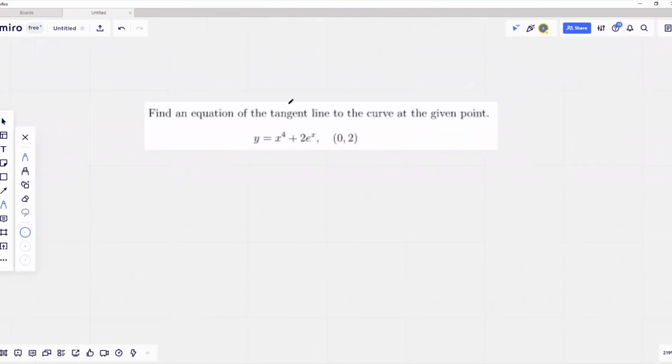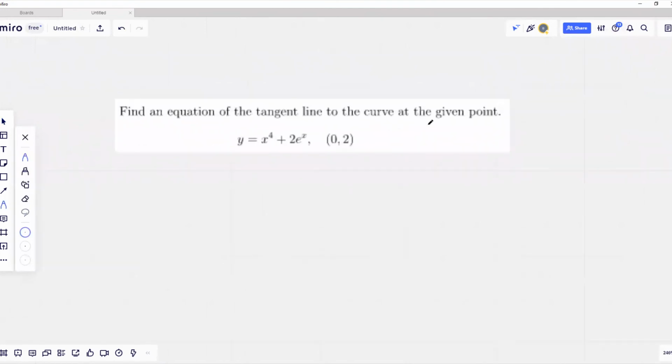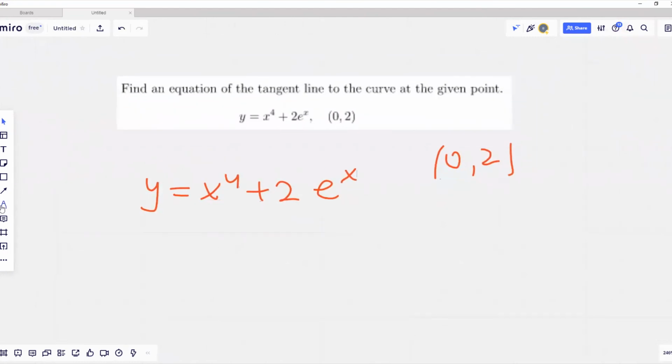Let's find an equation of the tangent line to the curve at the given point. So y is equal to x to the power of 4 plus 2 e to the power of x at point (0, 2). Let's first find the slope of the tangent line. The slope of the tangent line is equal to the derivative at point (0, 2).